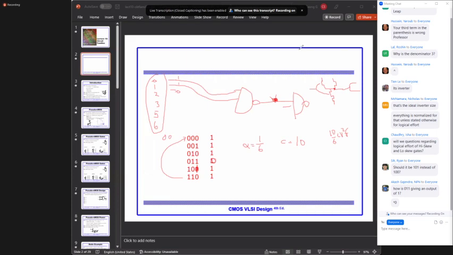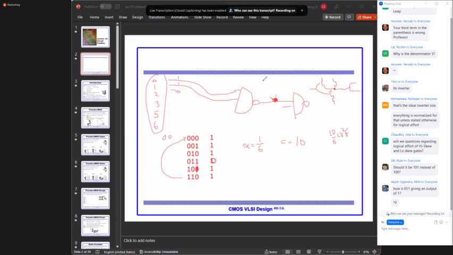Well, let's get to the next question. What was the question? Will we get the logical effort calculations for high Q and low Q gates? We didn't really delve into low skew, high skew. I did mention it, but I don't think it's very important.